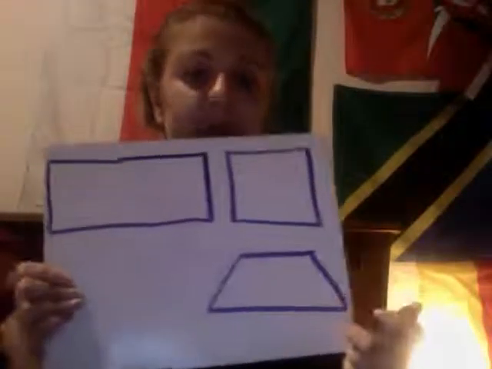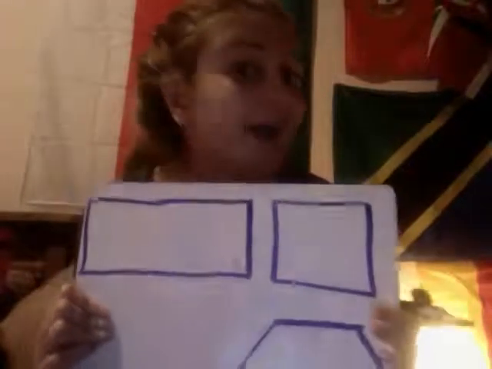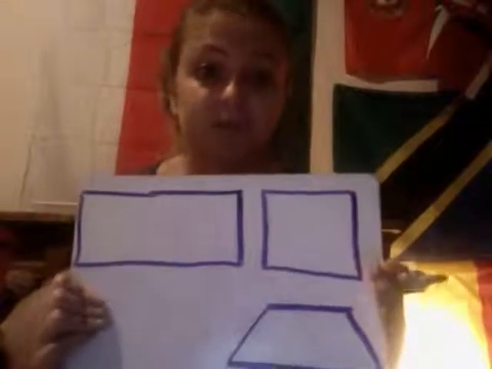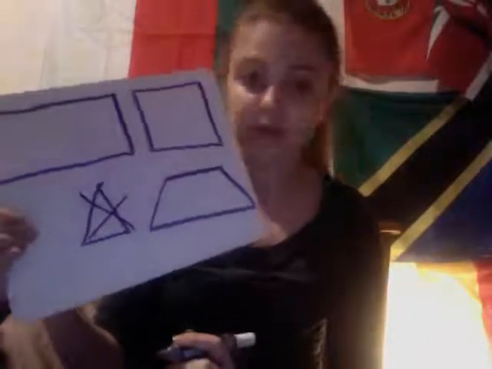Let's see, what else? What can you think of? Okay, a trapezoid. Does a trapezoid have 4 sides? Yep. So a trapezoid could be one. What about a triangle? Could a triangle be a quadrangle? Okay, nope, it's not. Why is it not a quadrangle? It's not a quadrangle because it has only 3 sides. So a triangle is not a quadrangle.